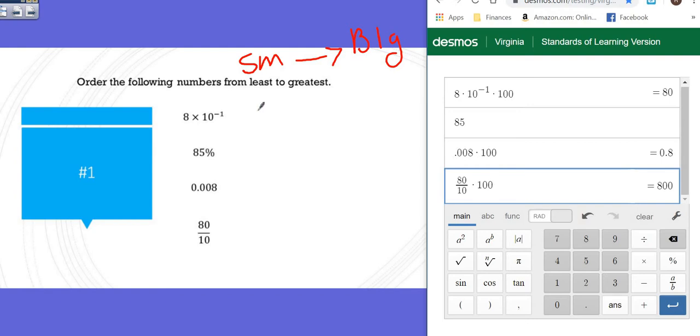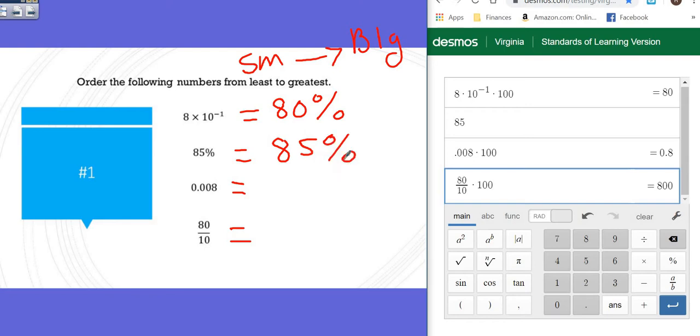So I usually don't do this. I usually just look at my calculator, but we had a lot of people miss these last week, so I'm going to write these out. This is 80%. This, of course, is 85%. This is 0.8%, which is very small, and this is 800%, which is very large.